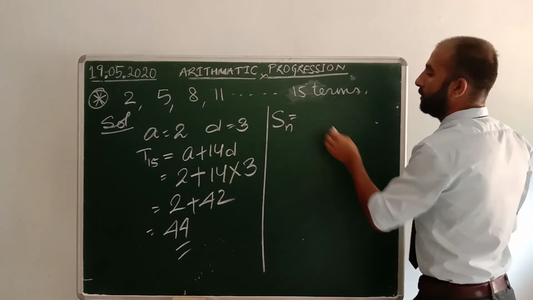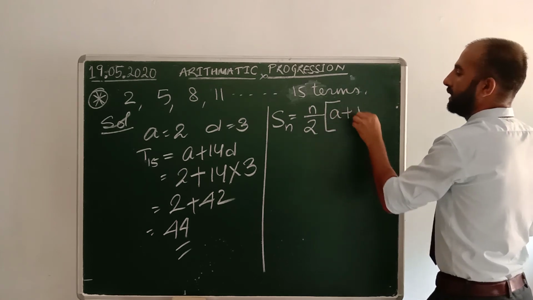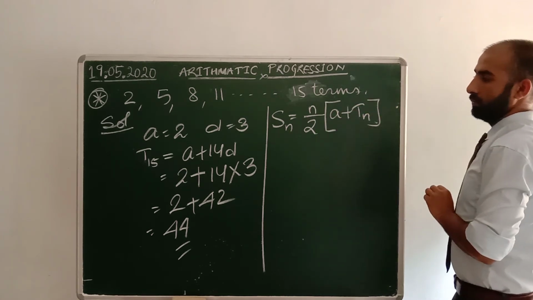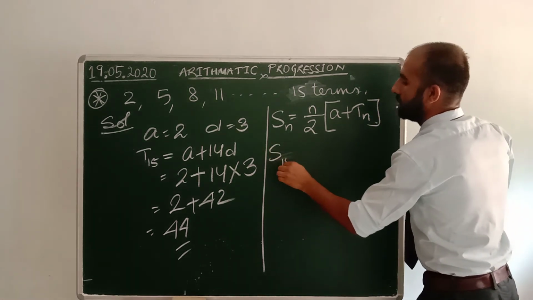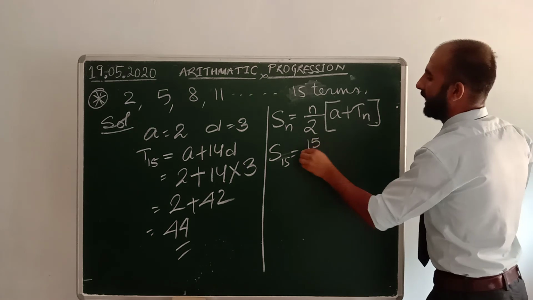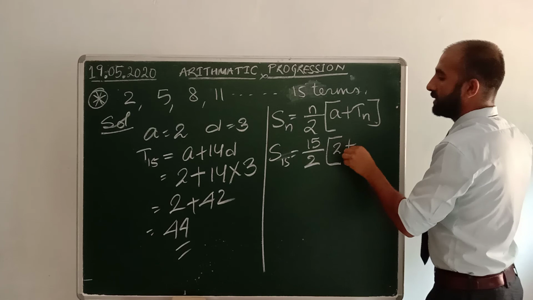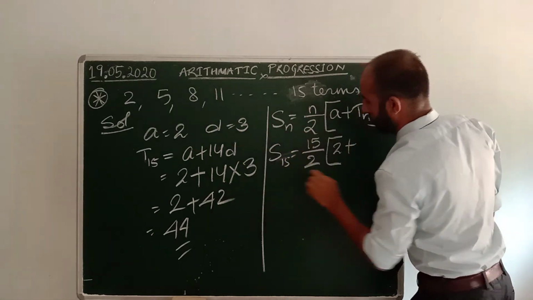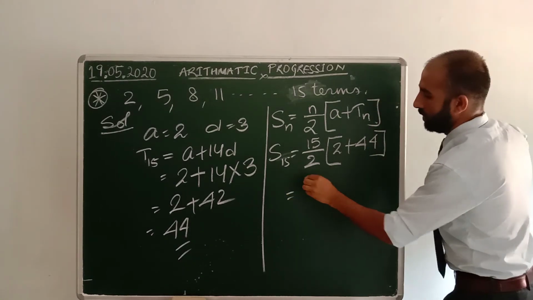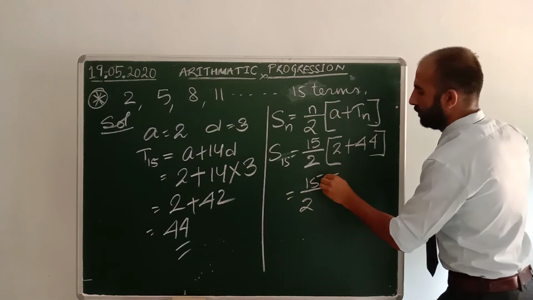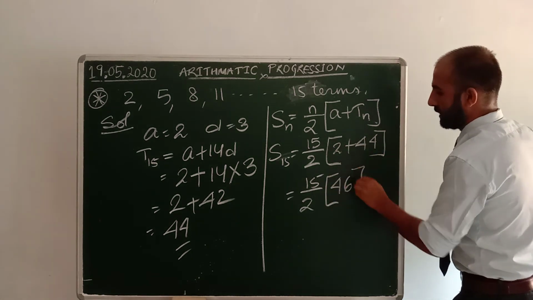Sn equals n by 2 into (A plus Tn). In this case, n is 15. So S15 is equal to 15 by 2 into (A is 2 plus here Tn we have 44). Okay, so 15 by 2 into 44 plus 2, that is 46.